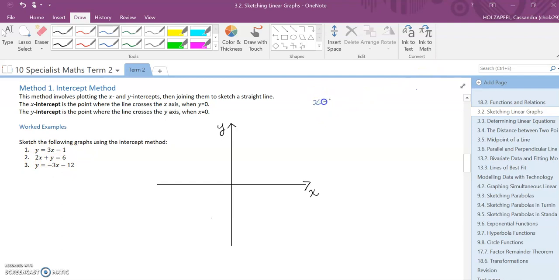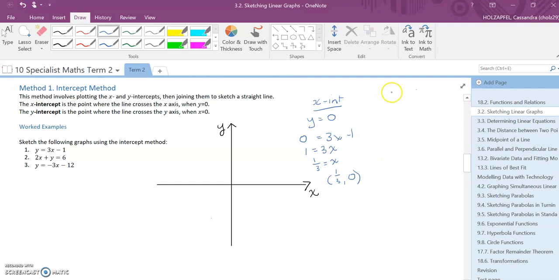First we're going to start off with the x-intercept. Remember, y is equal to 0. Substituting that in, 0 = 3x - 1. I'm going to move the 1 over to the other side, and then isolate x. So we now have our coordinates: the x coordinate is going to be 1/3 and the y coordinate is going to be 0, because that's what we let y equal.